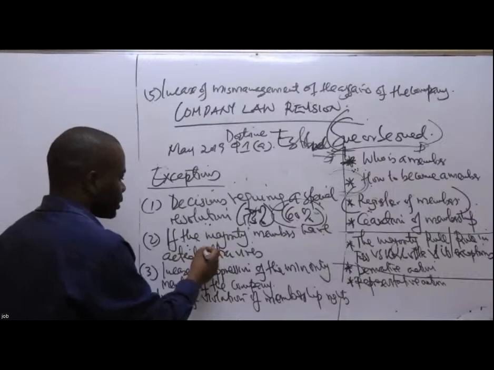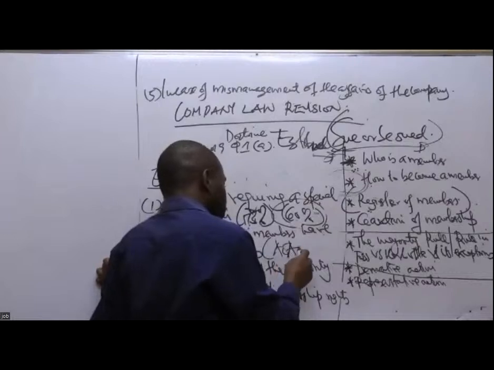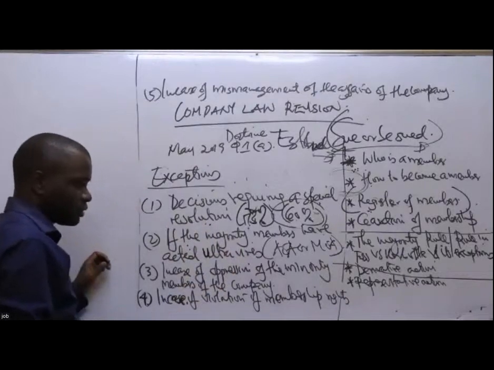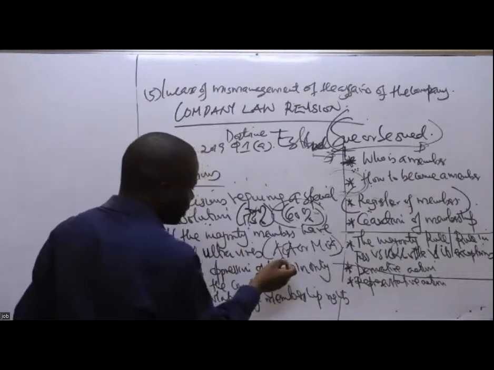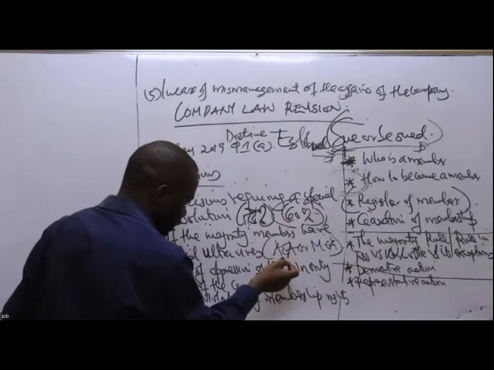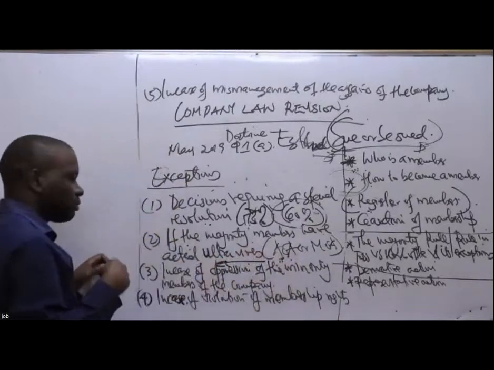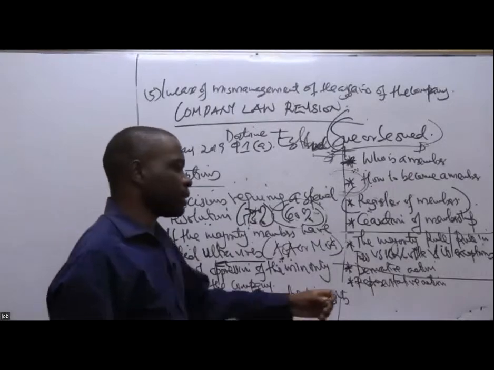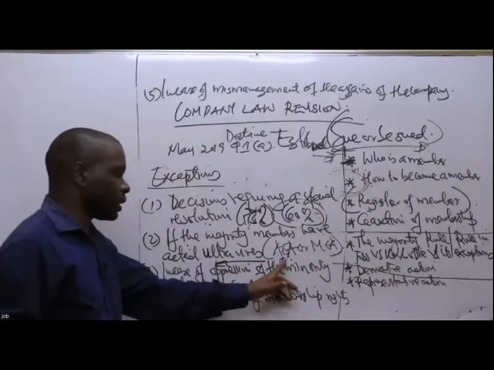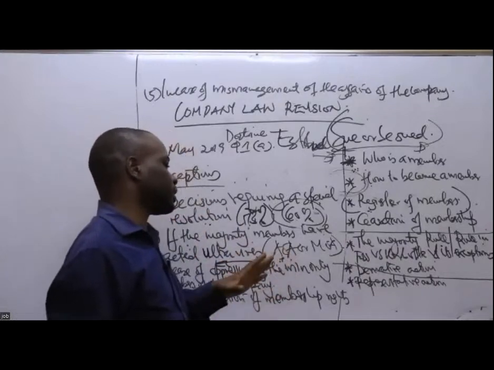If the majority members have acted ultra vires, what do you mean by ultra vires? Acting beyond or outside the requirements of the articles of association or memorandum of association. I've said this a lot of times. Articles is simply a document containing the rules governing the internal affairs of the company. It is like the constitution of the company. So if you act outside that constitution, you've acted ultra vires, or beyond. So if this decision by the majority is beyond the constitution of the company, in such a case that rule by the majority won't prevail.